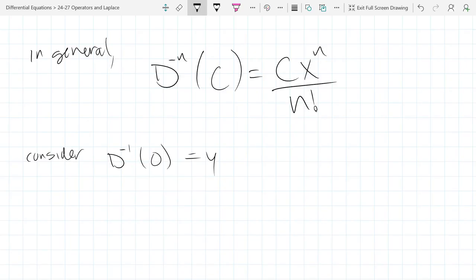So let's consider d inverse of 0. How do I figure out d inverse of 0? We can set it equal to y and basically figure out what y is. This is how we did this before. We're going to move the operator to the other side using the inverse operator. My notes are that this should equal 0.